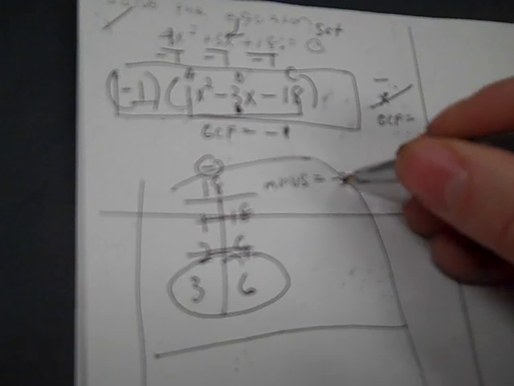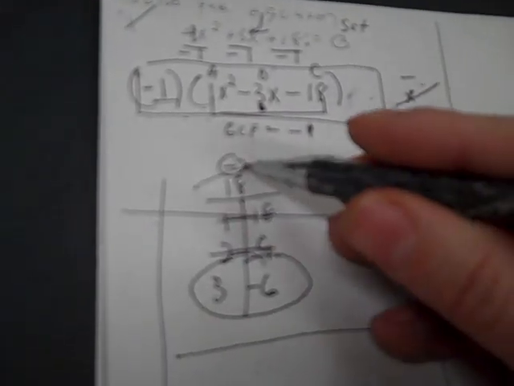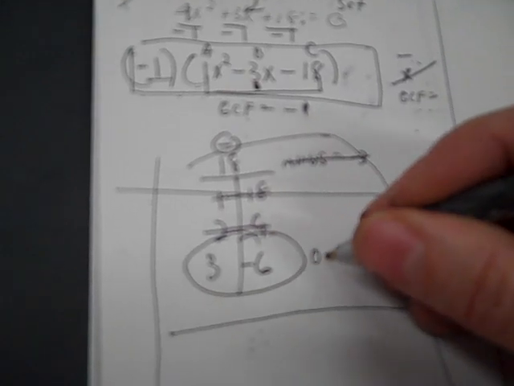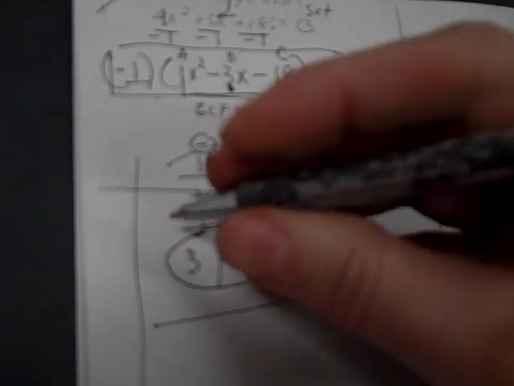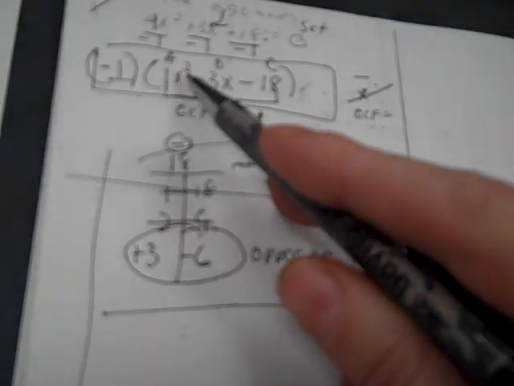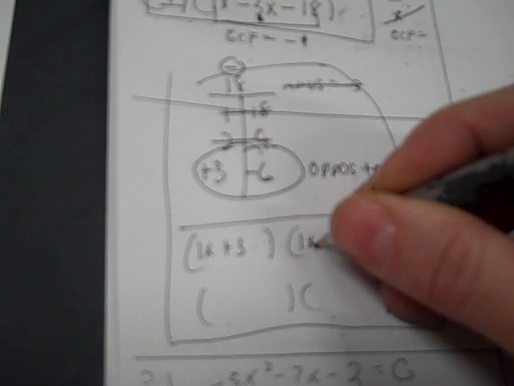My 3 is negative up here, so we're going to have negative 6, and I cross that out. And when I have a negative up there, the signs have to be opposite. So it's minus 6 and plus 3. Now my A is 1x to the second power. So when I make my parentheses, I start with 1x. Then I go plus 3 and 1x, and then minus 6.